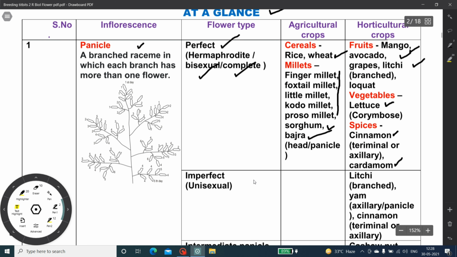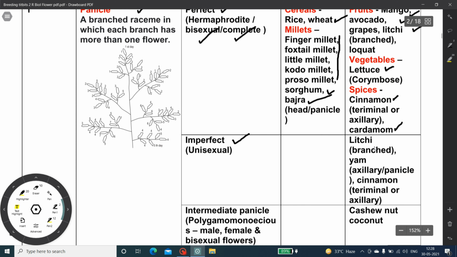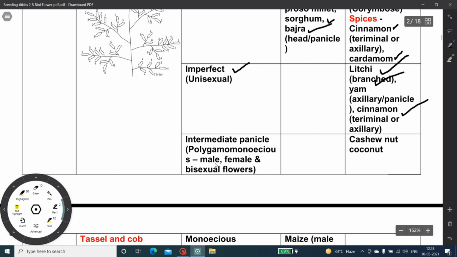And this panicle also has imperfect, that is unisexual flowers. Either male flowers or female flowers are present, in the same plant or in different plants. The examples are lychee, yam, cinnamon. And the third aspect in the panicle is intermediate panicle, that is polygamomonoecious, that means the presence of male, female and bisexual flowers in the same plant. The classical examples are cashew nut and coconut.